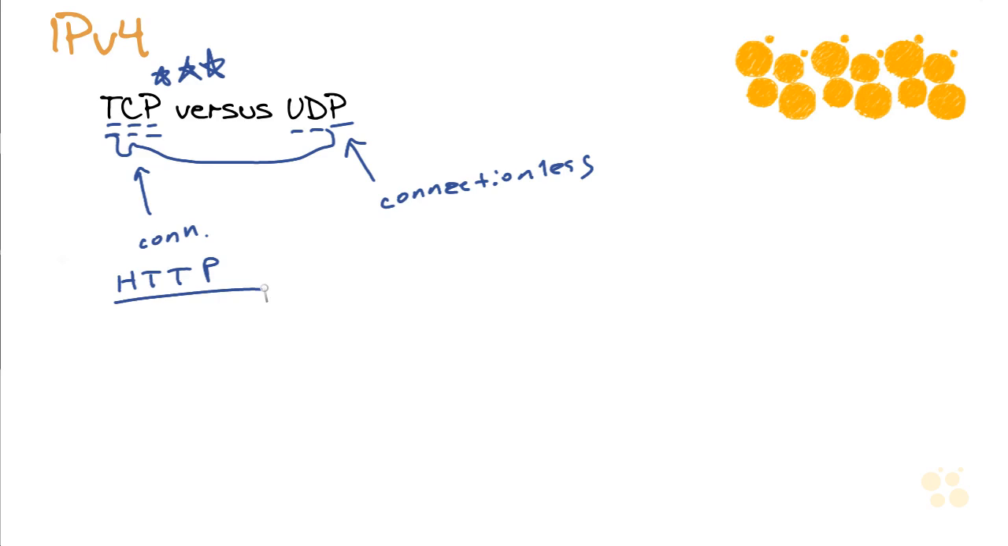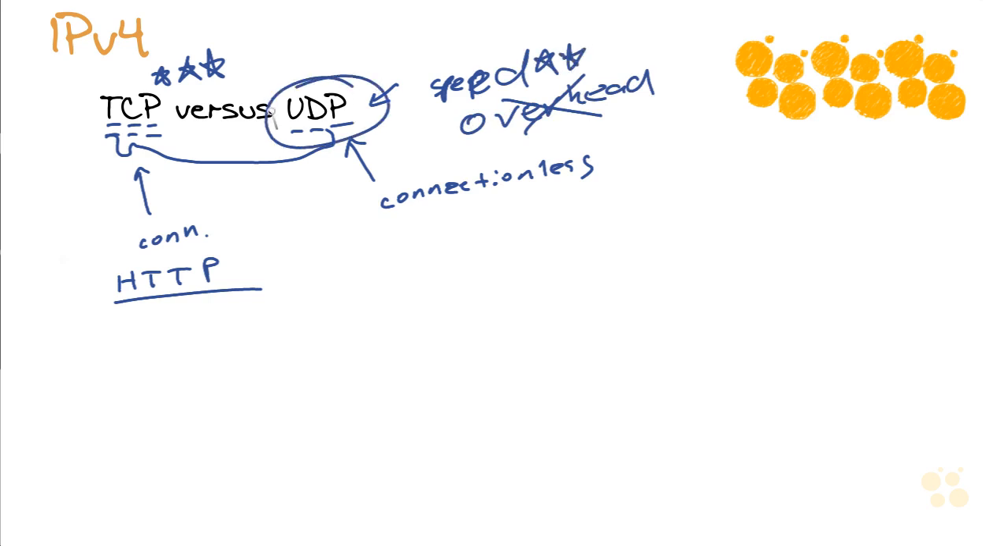Why wouldn't we always want that kind of a web surfing experience with transmission control protocol? Well, the answer is really speed and overhead. There's very little overhead, which means high rates of speed when we utilize user datagram protocol. A lot of audio and video applications would use it.